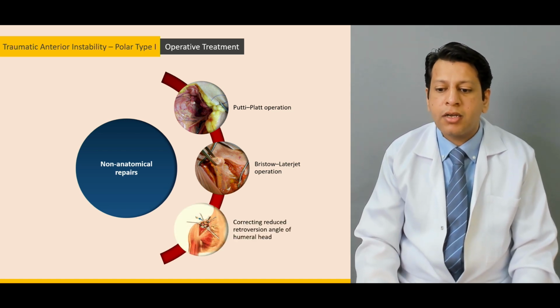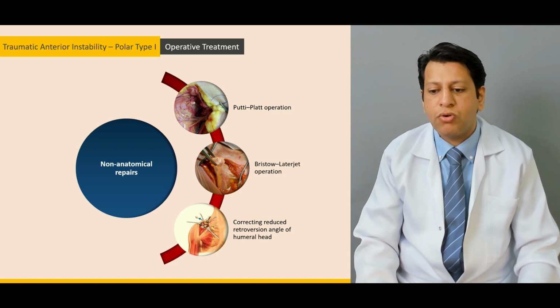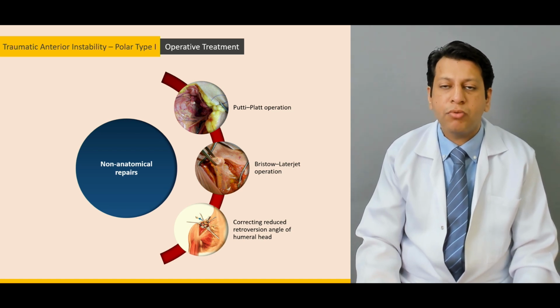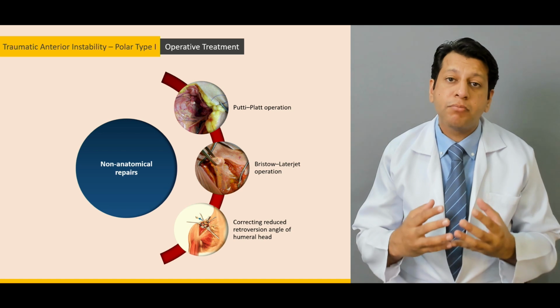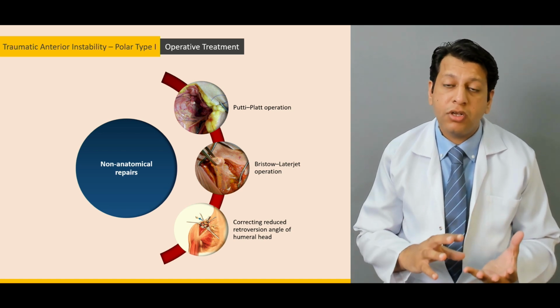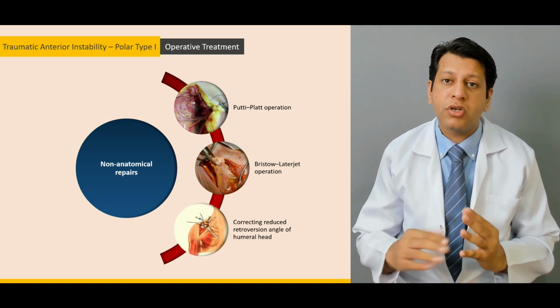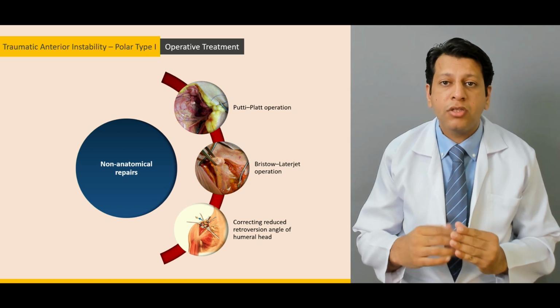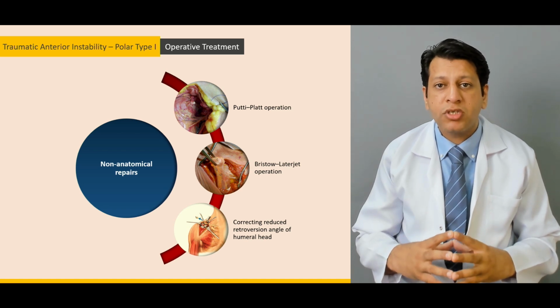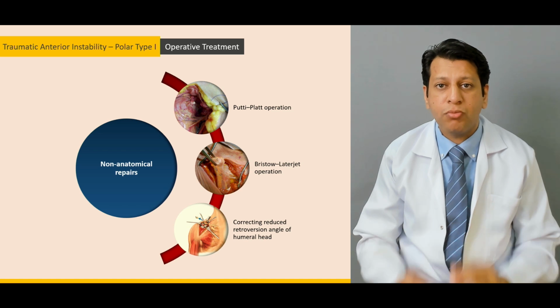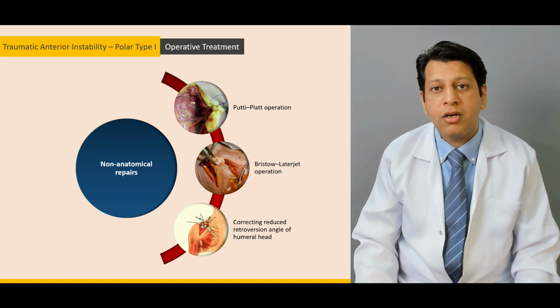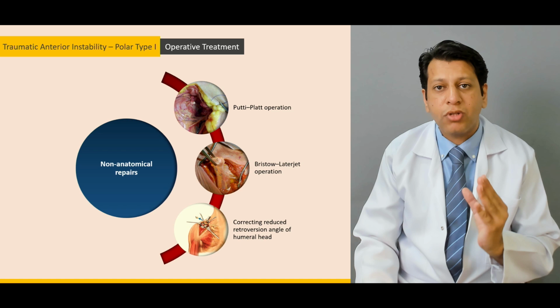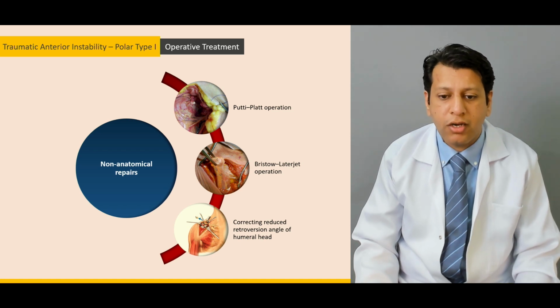Another method is correcting to reduce the retroversion angle of the humeral head. If the problem is with increased retroversion of the humerus, this would result in increased posterior dislocation. Therefore, osteotomy of the proximal humerus can be performed to alter that retroversion, so that it does not dislocate more anteriorly.